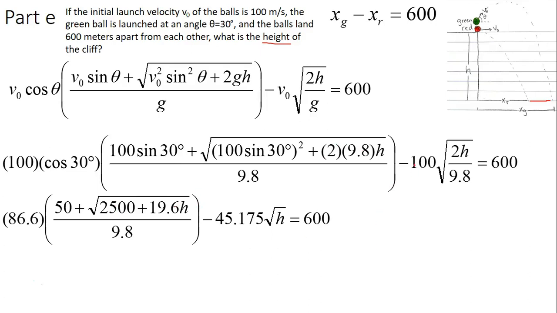And then here it was a little bit less straightforward. I did 2 divided by 9.8. I took the square root of that, and then I multiplied that by 100, and that's how I ended up with this 45.175 here. Okay, can do a little bit more stuff to simplify. So I'm going to do the 86.6 divided by 9.8, and then I'm going to distribute that across here.